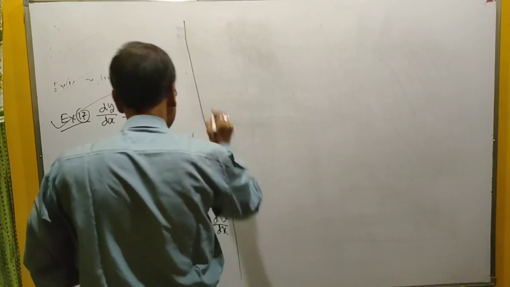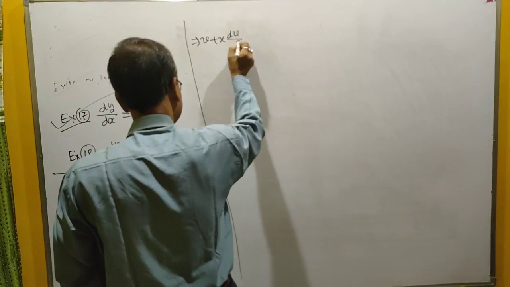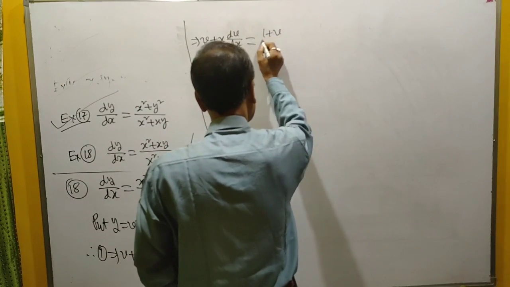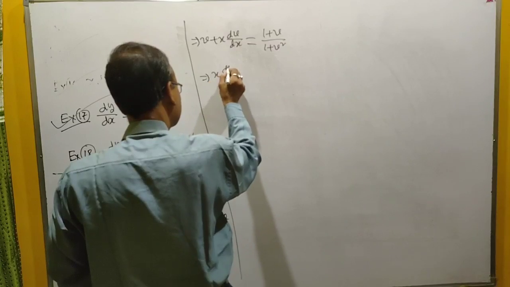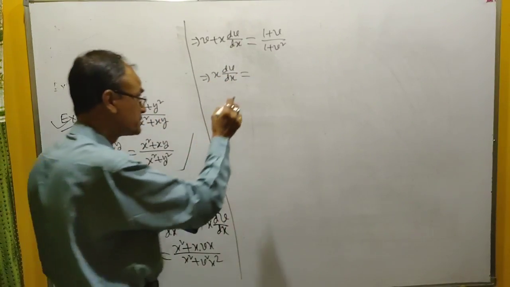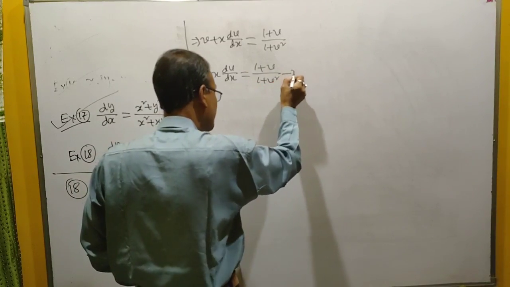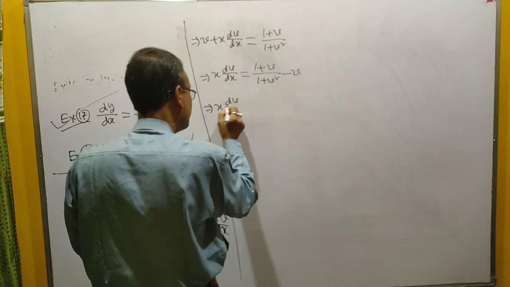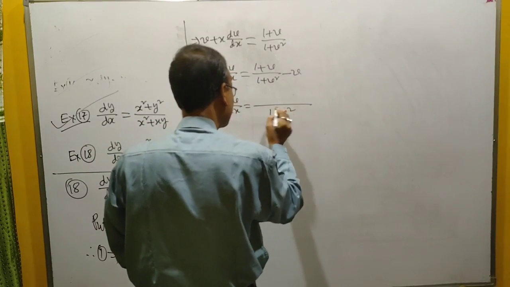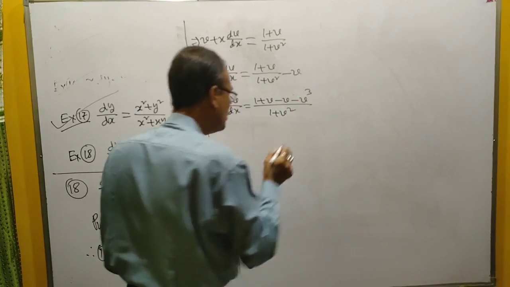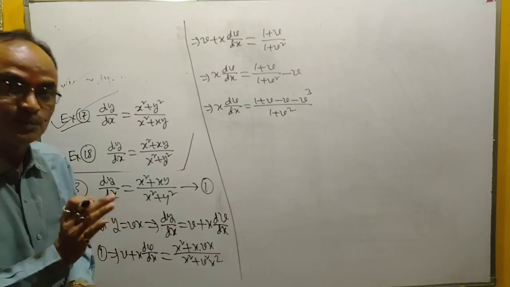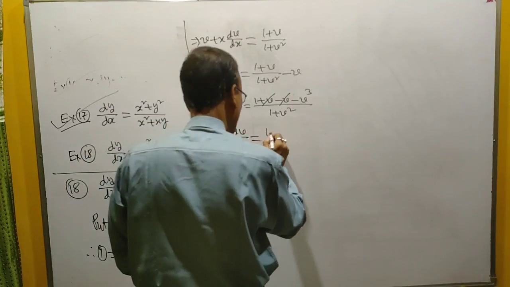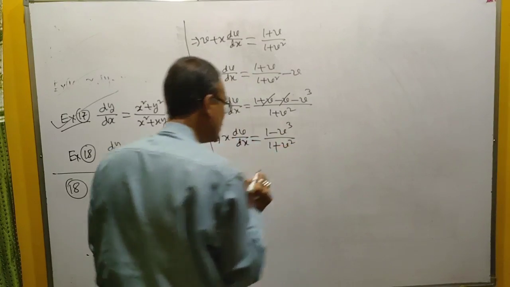Or you may write, this means v plus x dv by dx should be equal to, x square will be cancelled, (1 plus v) by (1 plus v square). Or x dv by dx should be equal to (1 plus v) by (1 plus v square) minus v. Or x dv by dx equal to (1 plus v minus v minus v cube) over (1 plus v square). Now v square will be cancelled. Or you may write x dv by dx equal to (1 minus v cube) divided by (1 plus v square).